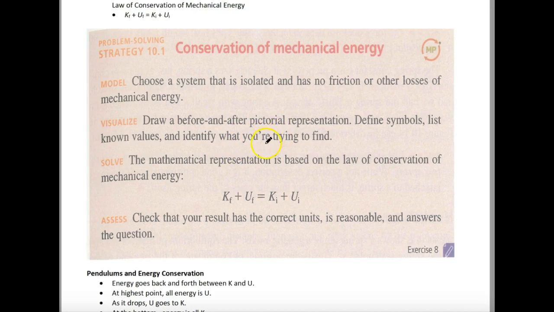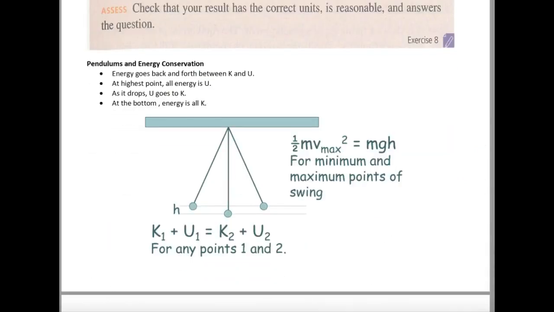Try to draw a picture, even if it's just stick figures, that's fine. Try to define all the symbols, list all your values, and make sure you know what you're trying to find. That math representation, remember it is this, but each one of these has many different types, so you have to be careful. Check that your result has the correct units. Check that it's reasonable, so if you get 1,000,000 for something that shouldn't be 1,000,000, you'll know that you've done something wrong. And make sure it does answer the question. So those are some problem-solving hints that should help.